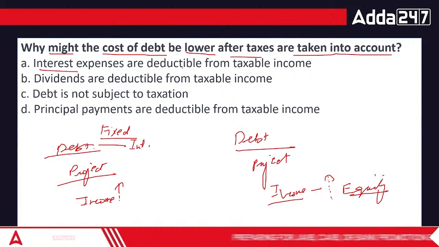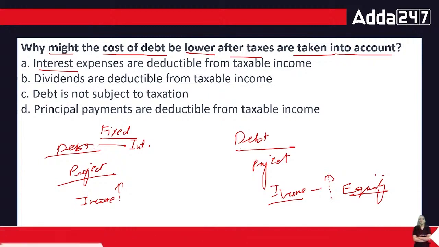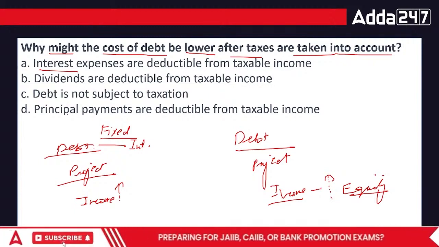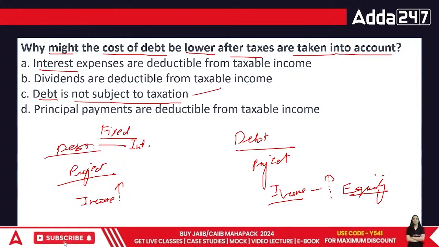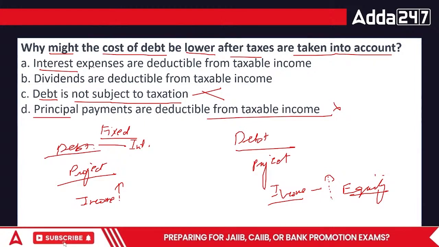Interest expense are deductible from tax income. Then dividends are deductible from tax income. Debt is not subject to taxation. It is subject to taxation. This is obviously wrong. Principal payments are deductible from the taxable income. No, this is not the point. But the interest is allowed.